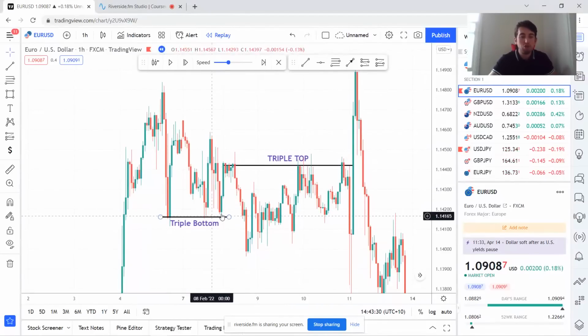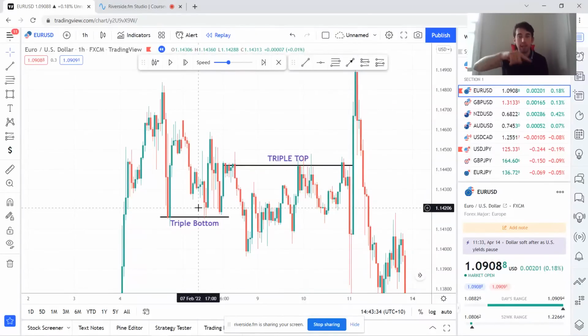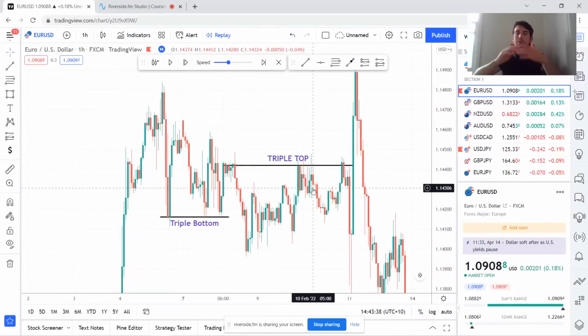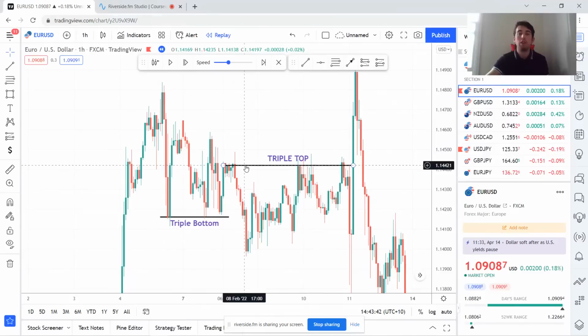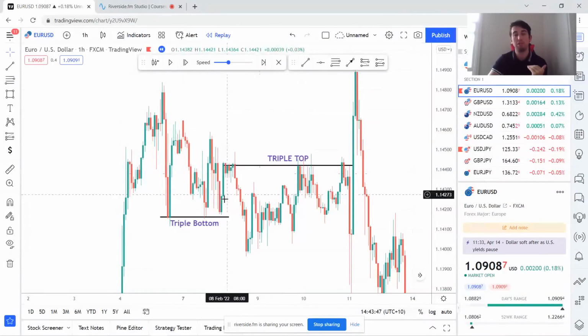When you find triple bottoms, double bottoms, quadruple bottoms, you are finding support. It's like a trampoline. But when you are finding triple tops, double tops, quadruple tops, you are finding resistance. The tops are ceilings, the bottoms are floor. So the ceiling, you find resistance, the bottoms, you find support.